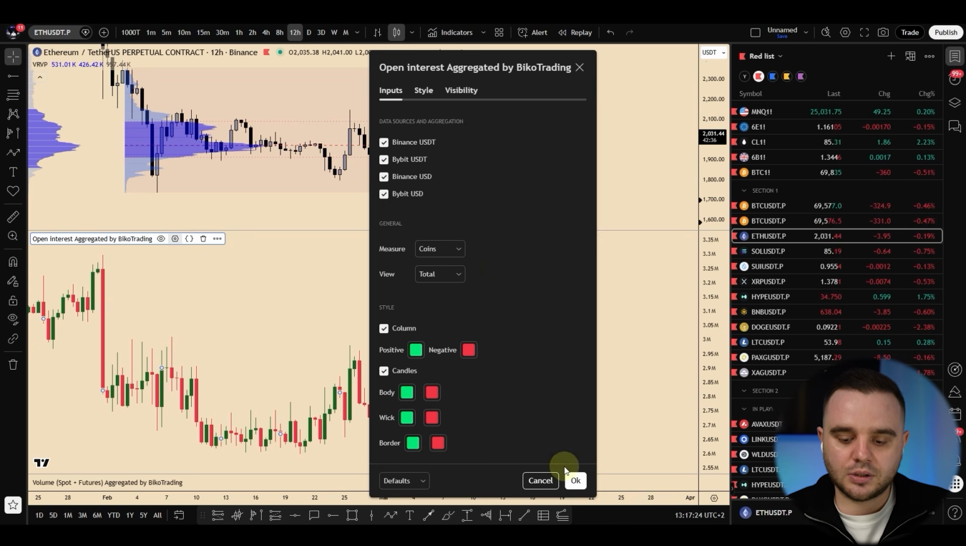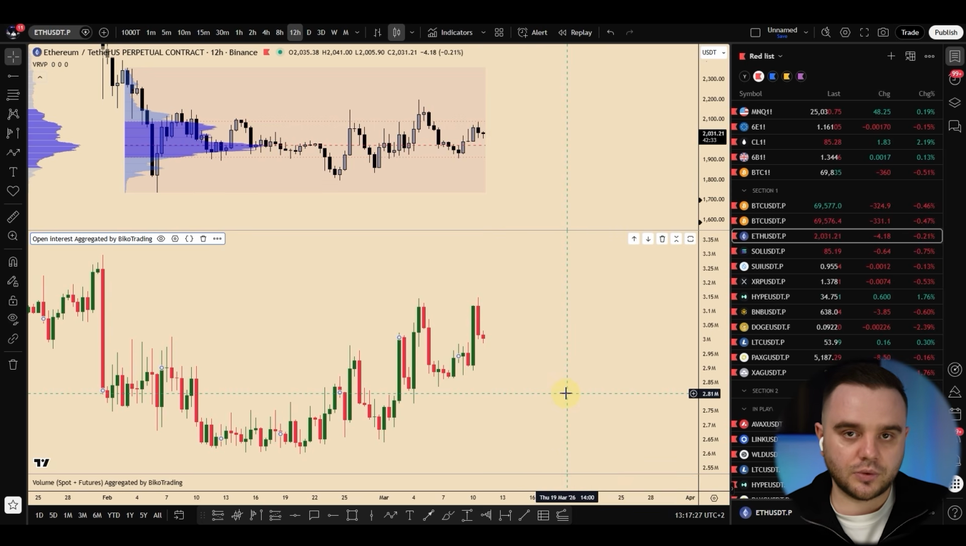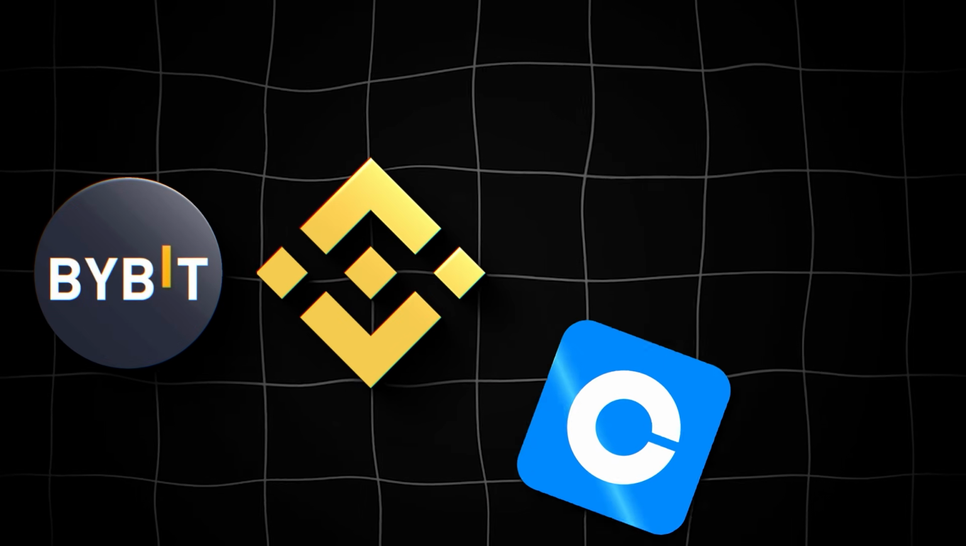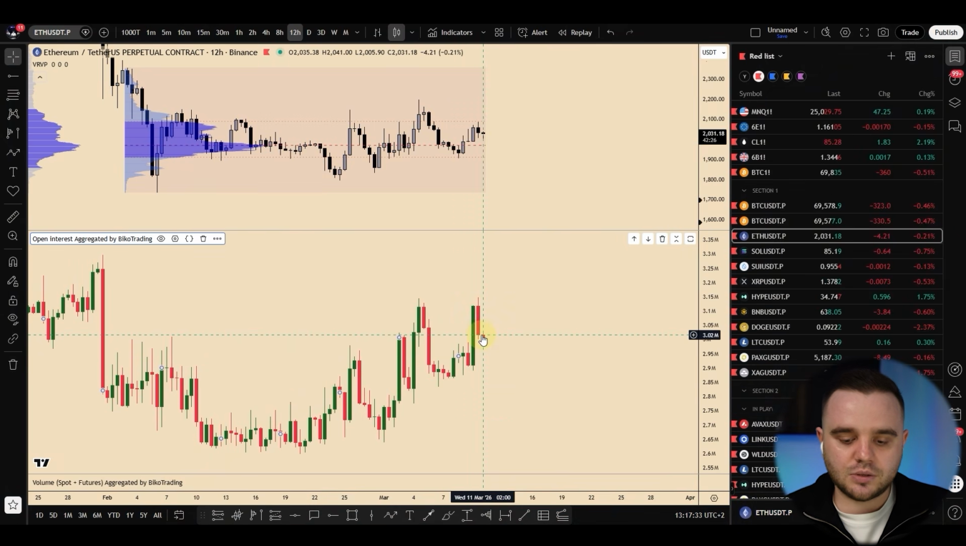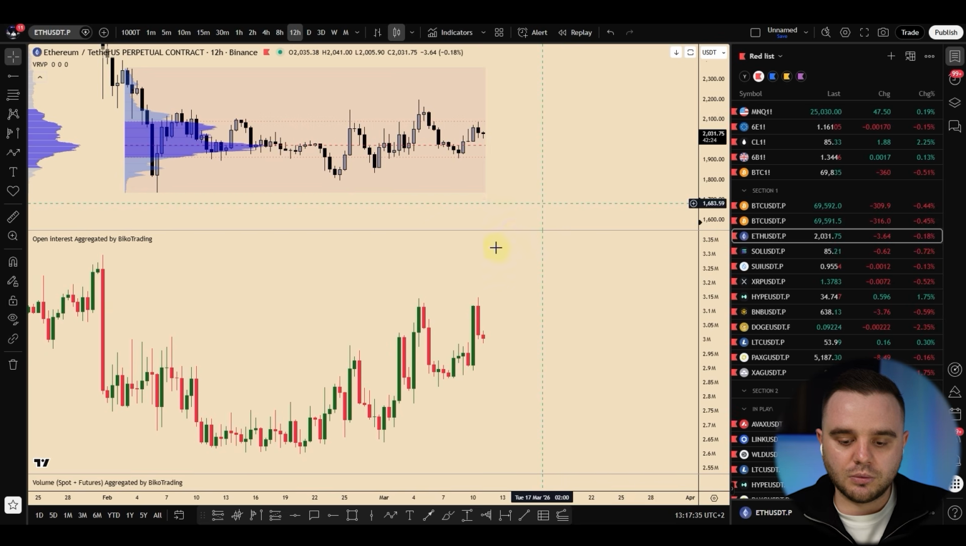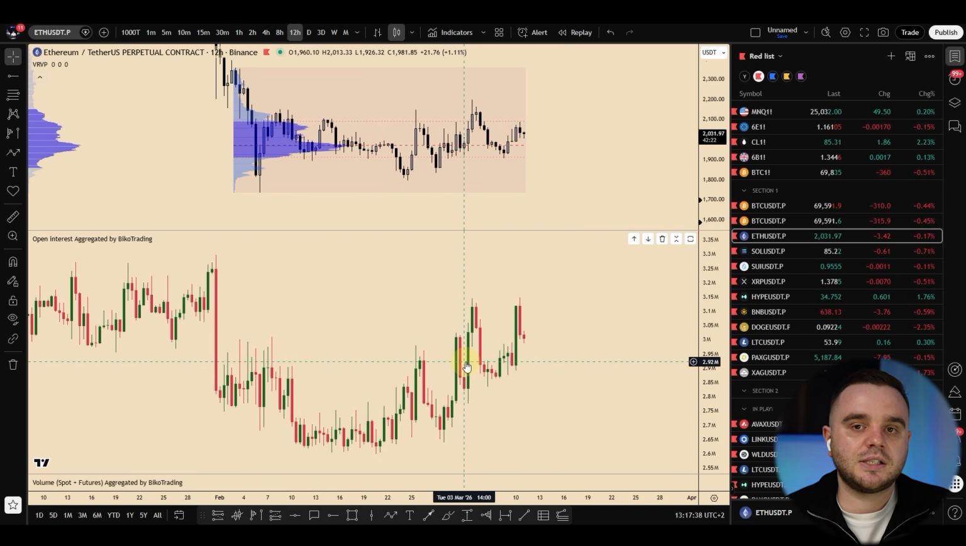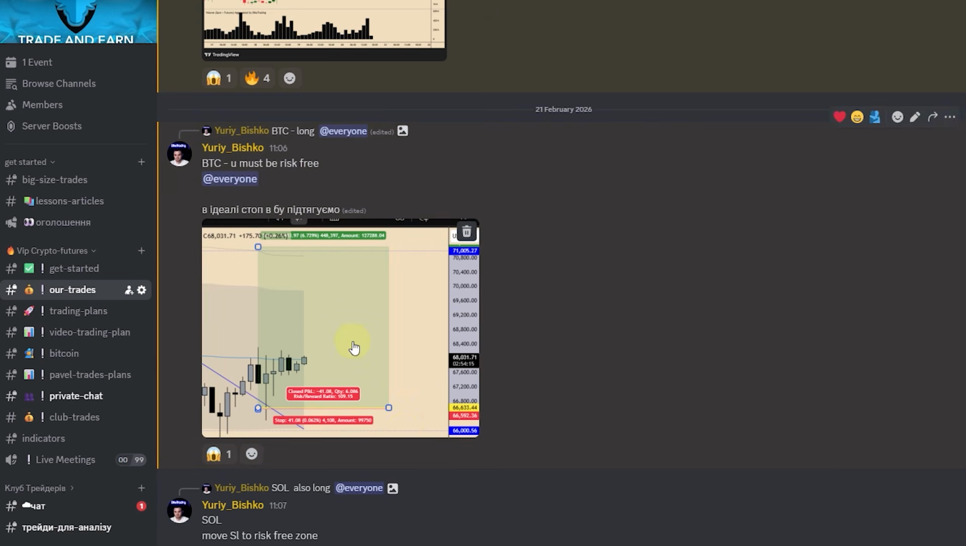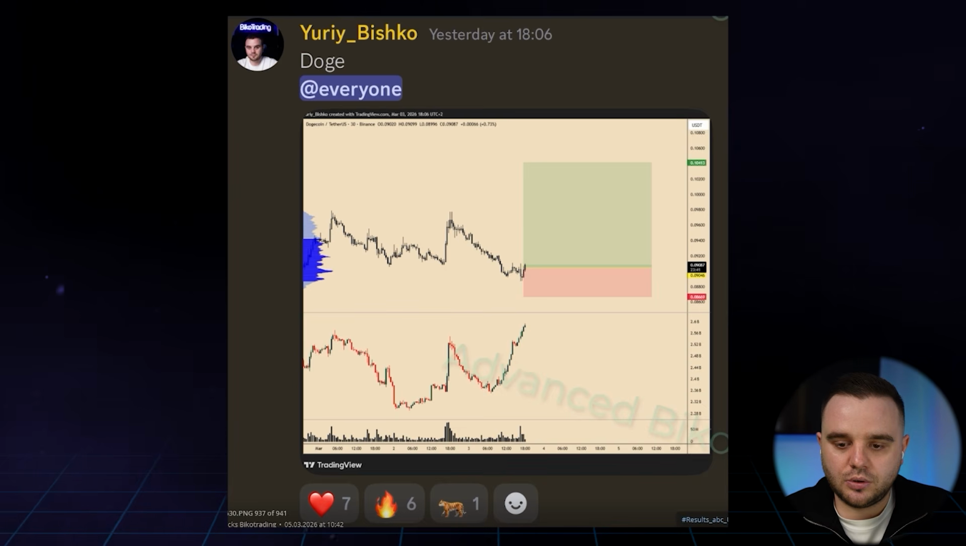As you can see, in crypto we have quite a lot of exchanges, and sometimes there could be significant volume on Binance, Bybit, Coinbase, Hyperliquid, and that's the reason why we combine volume from different exchanges and see where significant volatility happens. For example, this trade that I took inside our community on Dogecoin.